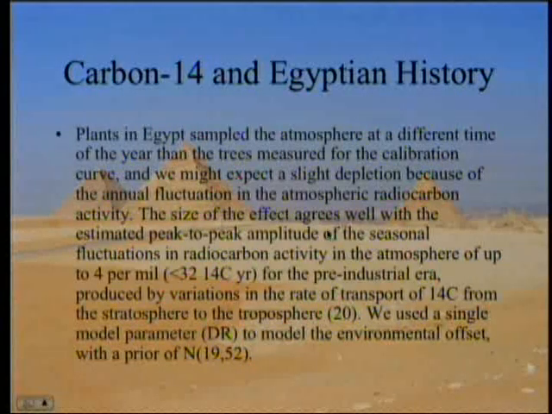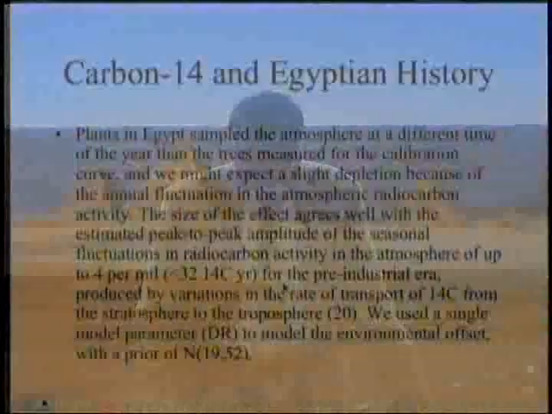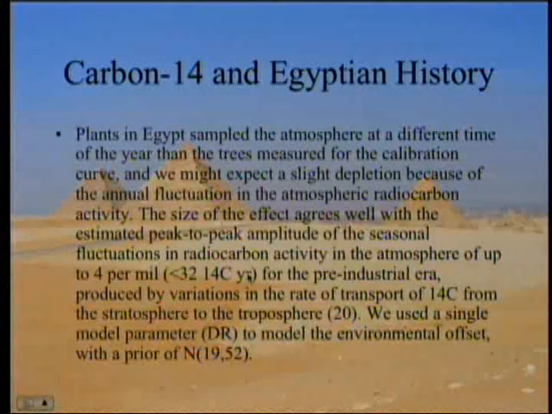The size of the effect agrees well with the estimated peak-to-peak amplitude of the seasonal fluctuations in radiocarbon activity in the atmosphere of up to 4 per mil. What this is saying is that there is a built-in error of about 20 years either way that cannot be gotten rid of in any other way. It just depends on when this plant was growing and what it was doing, and that in Egypt it tends to date older than the surrounding era. And they actually have a reference to somebody else that's found the same effect, and their single parameter will.